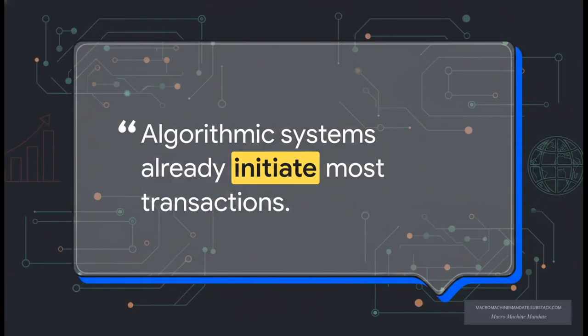Global standard setters are openly documenting this shift. The Financial Stability Board has noted that in several asset classes, algorithmic systems already initiate the majority of transactions without any direct human intervention at the point of action. The institutional reality is already here.